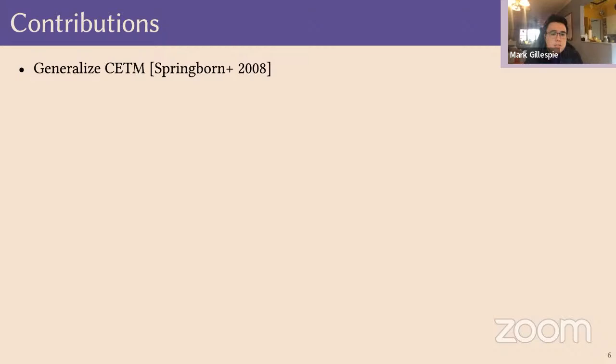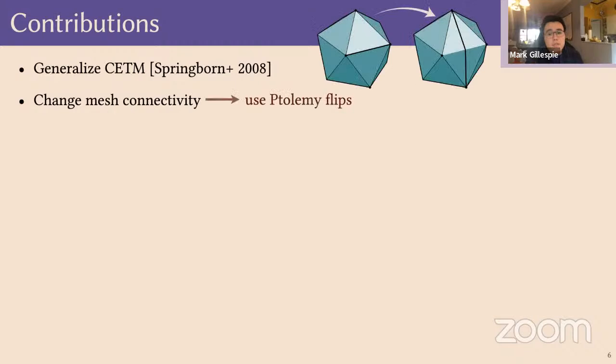First, unlike the fixed triangulation CETM, we allow mesh connectivity to change during optimization. In particular, we modify the mesh using simple operations that we call Ptolemy flips, which allow us to sidestep the problem of invalid geometry that can arise when using CETM. These changes to the mesh allow us to guarantee that our algorithm will return a valid parameterization.